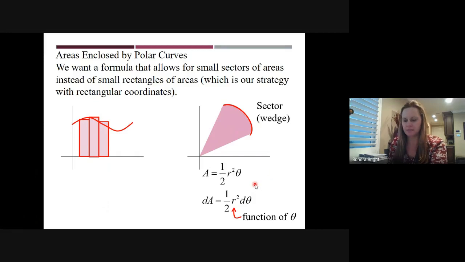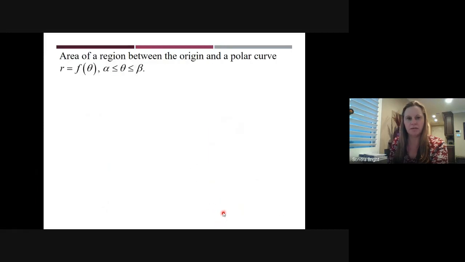All right, so let's give you the formula now to find the area. If we know this, we're going to integrate it. So the area of the region between the origin and the polar curve, where the polar curve is given as r equals some function of theta, with theta between alpha and beta, will be the integral from alpha to beta of 1/2 r squared d theta.